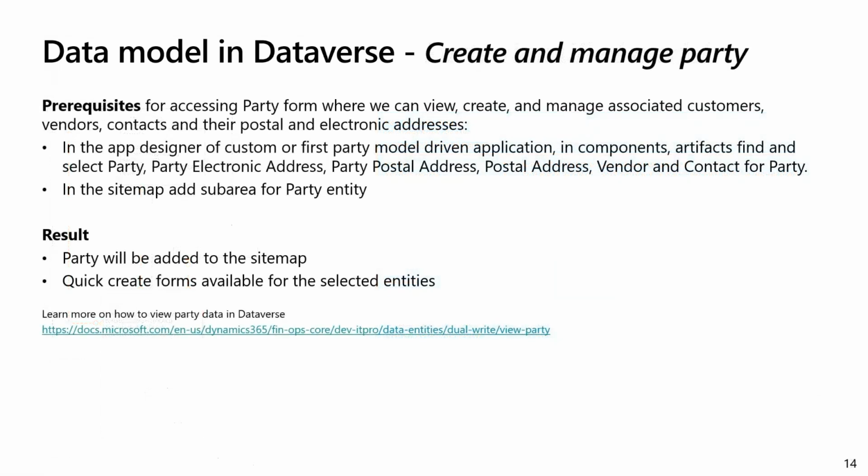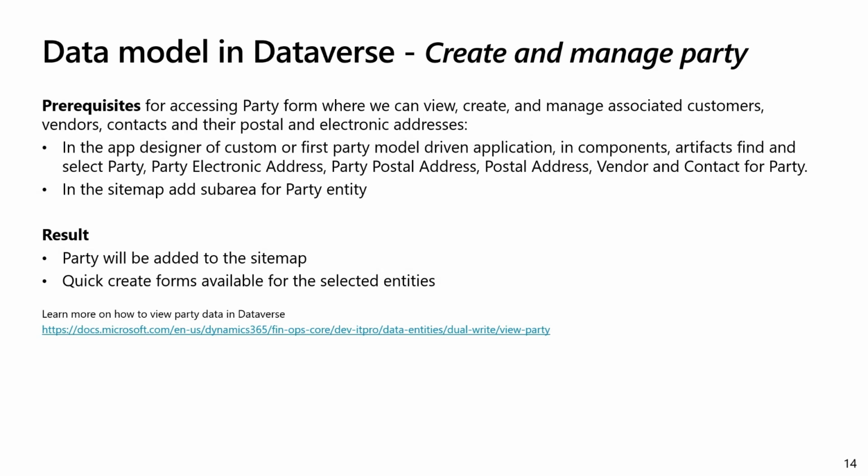After installing the solution, there are still some tasks that we need to do in order to be able to access the party form, where we can view and create parties, also manage associated customers, vendors, contacts, and their postal and electronic addresses. What we need to do is open the app designer of the custom or the first party app, model driven application that we are customizing, and add in the artifacts the next entities: party, party electronic address, party postal address, vendor, and contact for party.